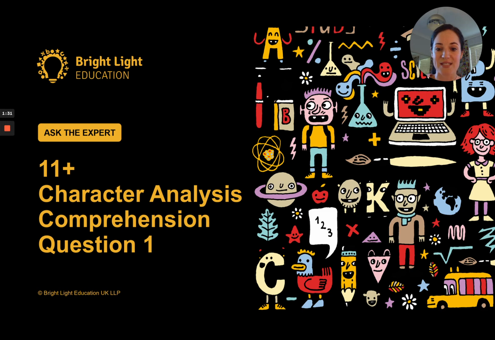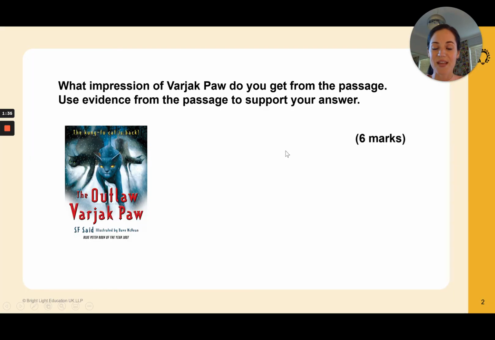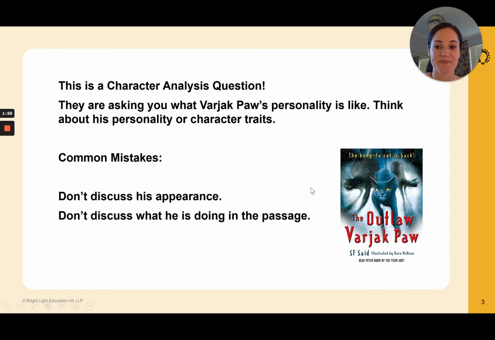So let's get stuck into our question that we've got here. The question that we've got is, what impression of Varjak Paw do you get from the passage? Use evidence from the passage to support your answer. And you can see this one is worth 6 marks. So you're looking for 3 PEEs, 3 points, 3 pieces of evidence, and 3 explanations.